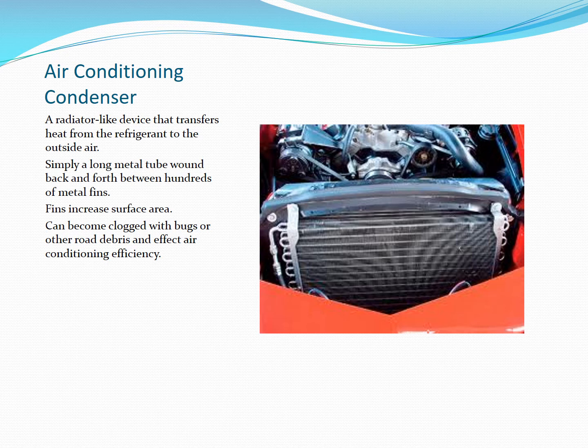Air conditioning condensers, we've already discussed this a little bit. A radiator-like device transfers heat from the refrigerant to the outside air. You can see in the picture here what looks like a radiator right there in front of you is actually the air conditioner condenser, and the fan behind it is what's going to blow air over it, dissipating the heat off of it. It's simply a long metal tube. You can see it there as it winds back and forth between hundreds of thousands of metal fins. The fins are there to increase the surface area, and we need to be careful.